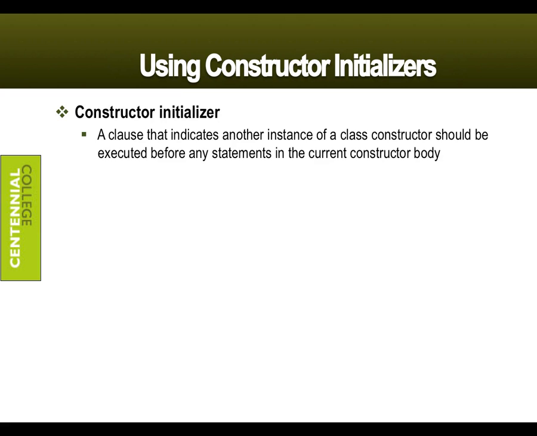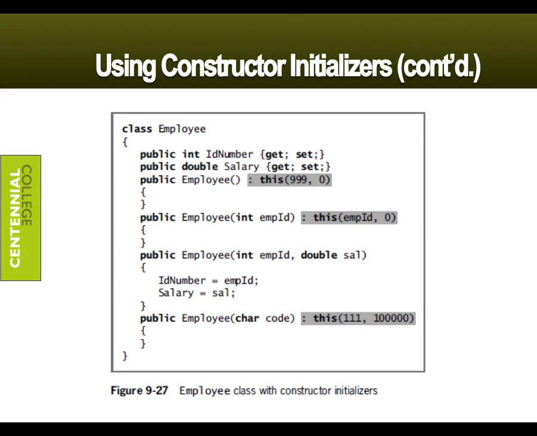Constructor initializer. It says a clause that indicates another instance of a class constructor should be executed before any statements in the current constructor body. Let's take a look at this, right? So here, if you notice, here's the constructor initializers. So my public employee, and then I got this colon. This is the syntax. And after that, I have a number, 999, 0. Employee ID 0, right? And then 111, 100,000, right?